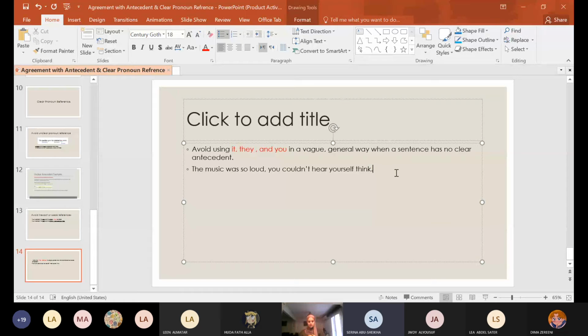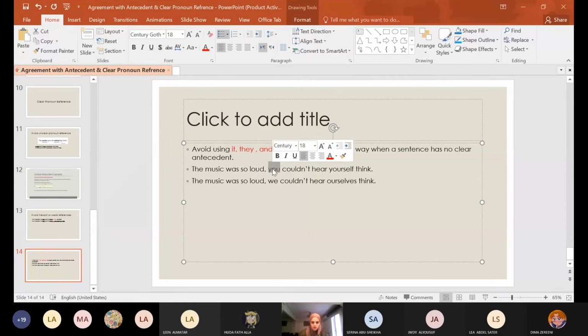Understood. No, here he says to you, better. It is better to say: the music was so loud here, we couldn't hear ourselves think. So here is what? "Here you couldn't hear yourself think" is unclear. "Here we couldn't hear ourselves think."